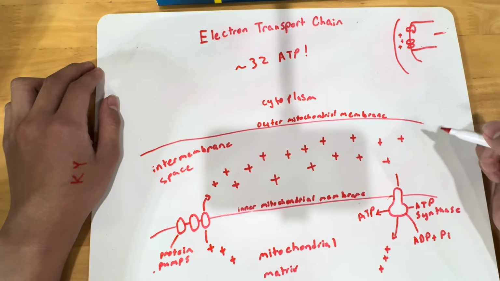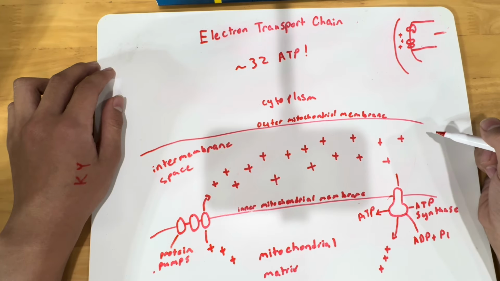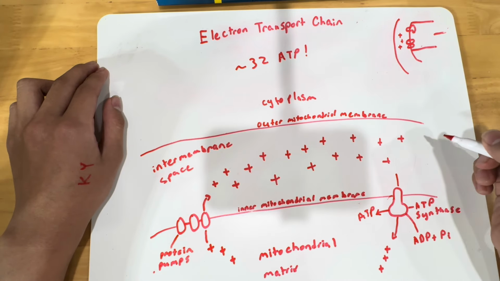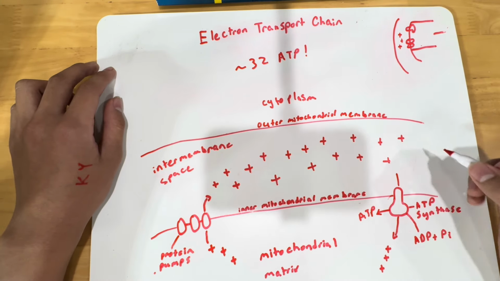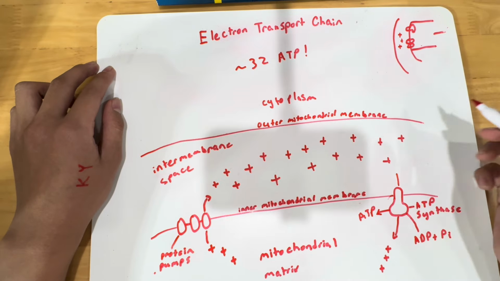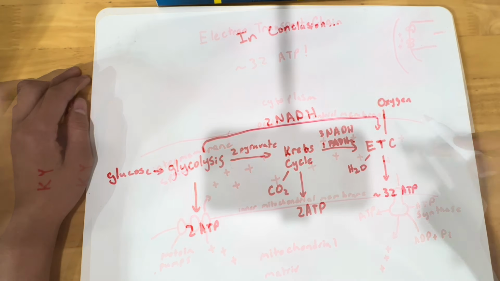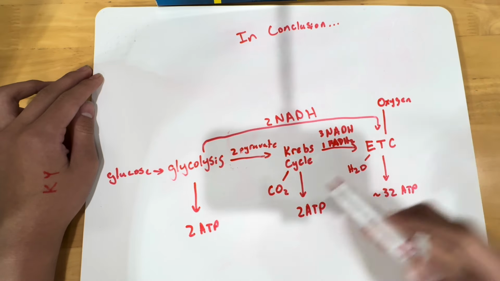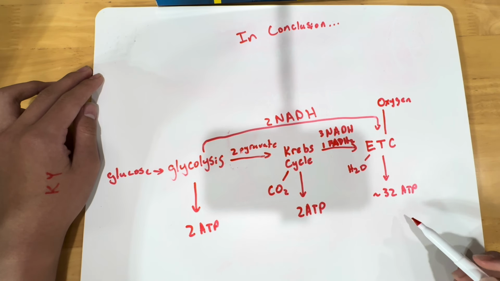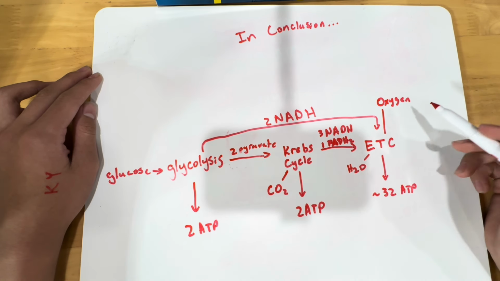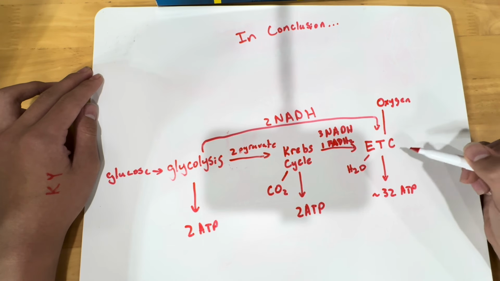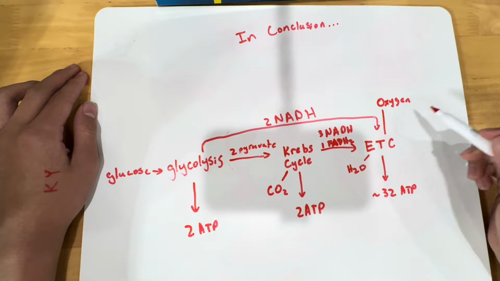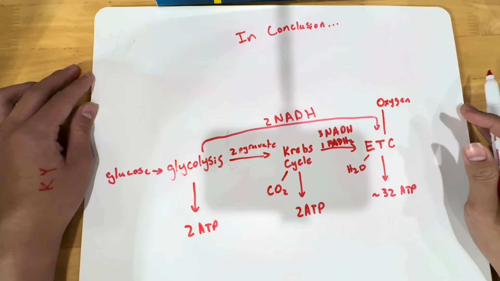Lastly, oxygen acts as the final electron acceptor and accepts all the low-energy electrons. The hydrogen ions also bond to the oxygen, releasing water as a byproduct. In conclusion, cellular respiration creates about 36 ATP out of 1 glucose molecule, most of which comes from the electron transport chain. This powers the many functions that a cell must perform every day.